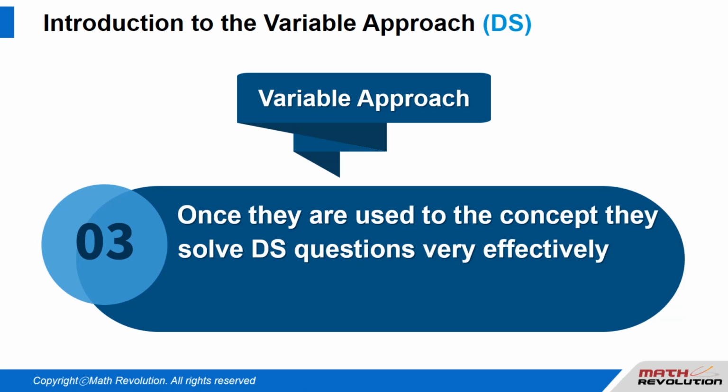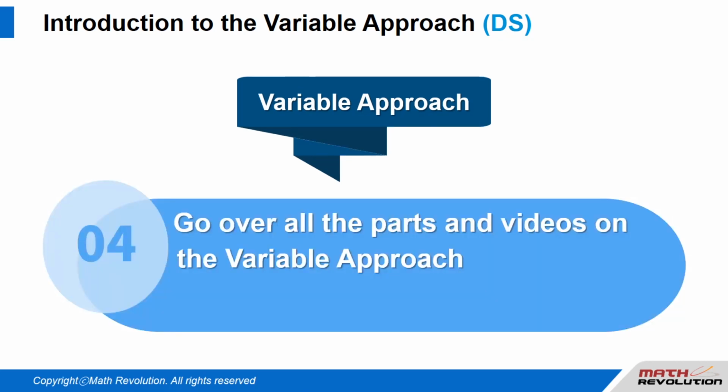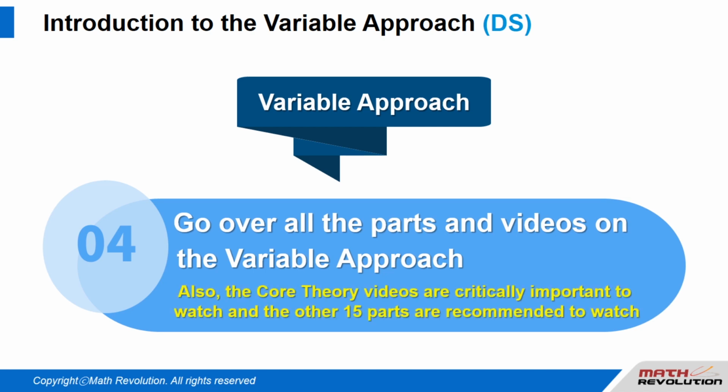However, once they are used to the concept, they solve DS questions very effectively. Students can also apply the variable approach to the problems in the official guide to efficiently prepare for the GMAT. 4. Students should go over all the parts and videos on the variable approach. Also, the core theory videos are critically important to watch, and the other 15 parts are recommended to watch. If you have time, it is a good idea to watch all the videos twice to fully grasp the concepts.